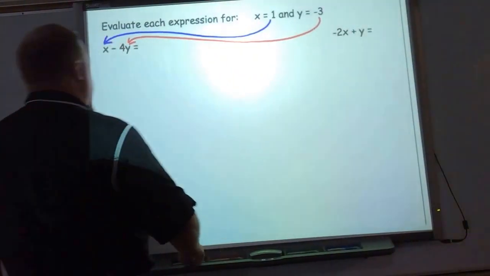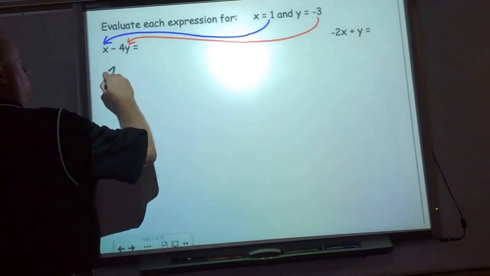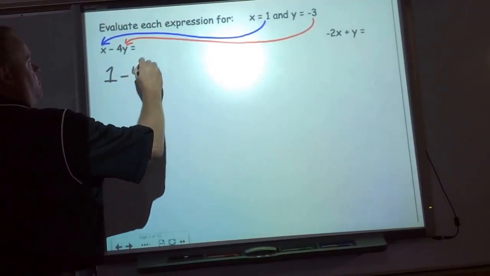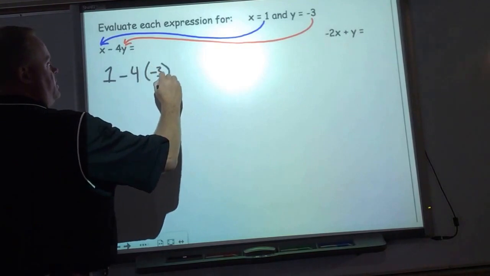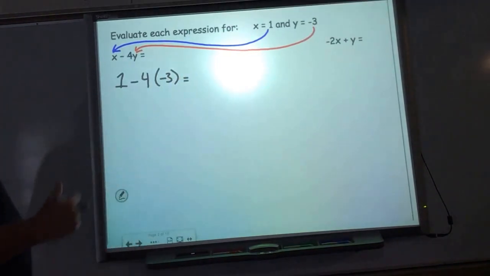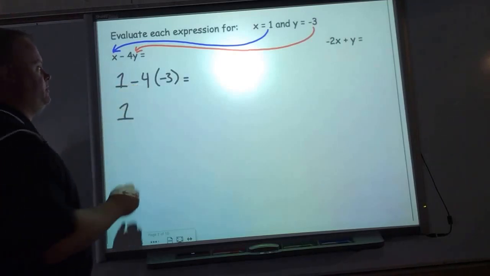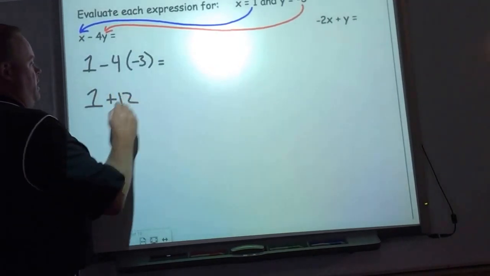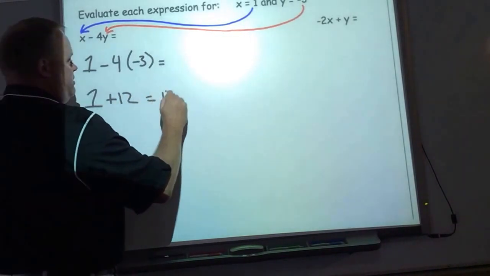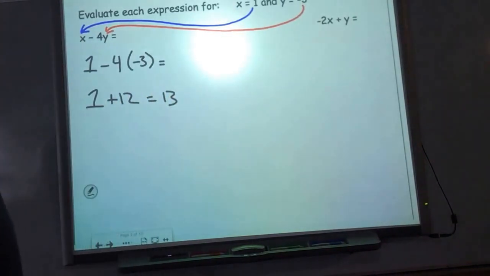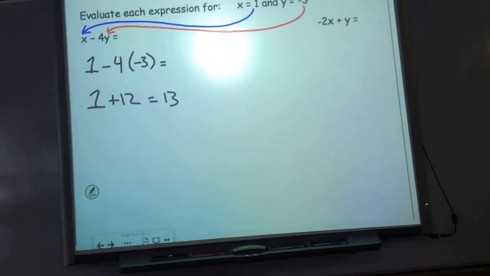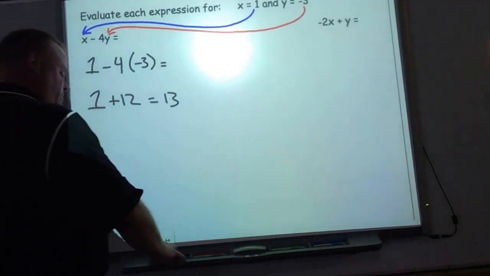And so as I do this, I see I'm going to substitute 1 in, minus 4 times that -3. And I'm going to think about what is that? Well, that's 1. A -4 times a -3 becomes a positive 12. I know that 1 plus 12 is 13. So I've evaluated this expression for when x is equal to 1 and y is equal to -3, and that comes up with 13 as my solution. Okay? Let's do another one to get our brains warmed up.